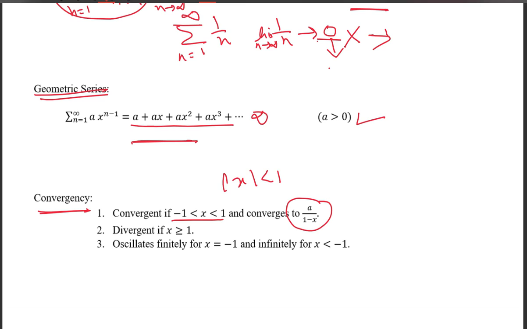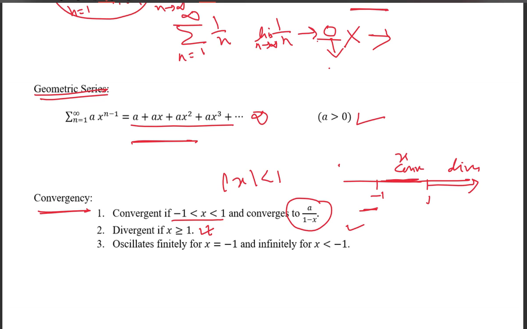And for x greater than or equal to 1, this is the line from -1 to 1 of x values. In this interval, the series is convergent. For x from 1 to infinity, it is divergent. For x less than or equal to -1, it is not convergent and not divergent; more particularly, it will be oscillatory. For x equal to -1, it will oscillate finitely. For x strictly less than -1, it will oscillate infinitely.